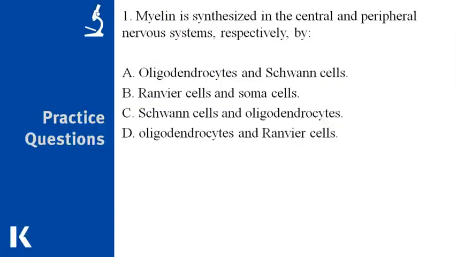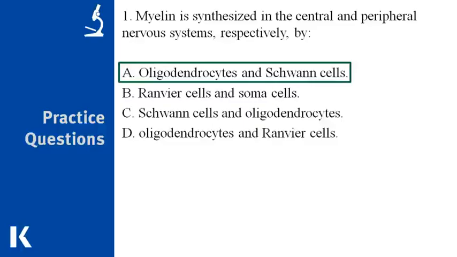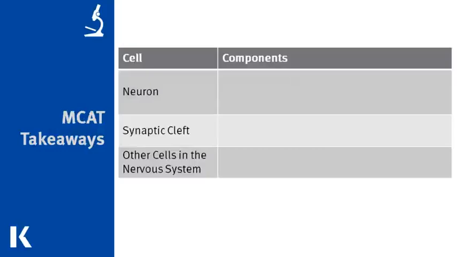Now that we've covered the basics of neuron structure, let's try a practice question. We're asked to identify the origin of myelin in both major divisions of the nervous system. Take a second and pick an answer. If you recall from earlier, oligodendrocytes make myelin in the central nervous system, and Schwann cells do the same in the peripheral nervous system.